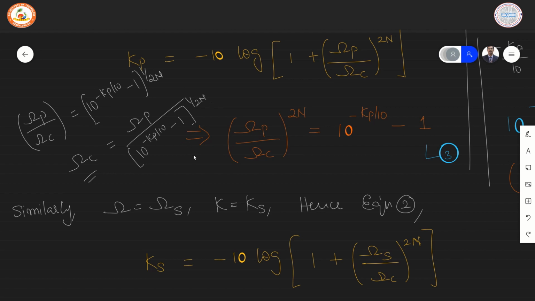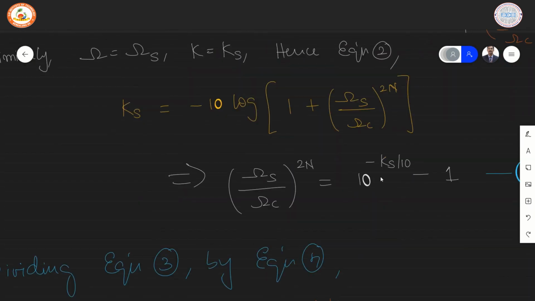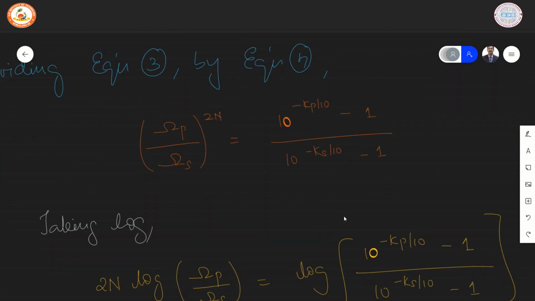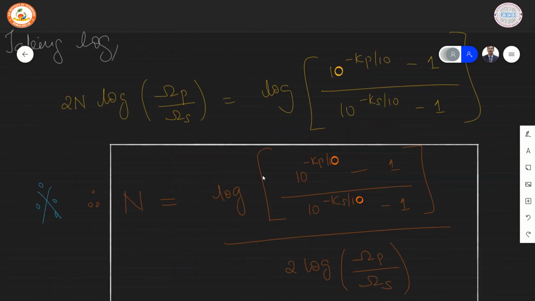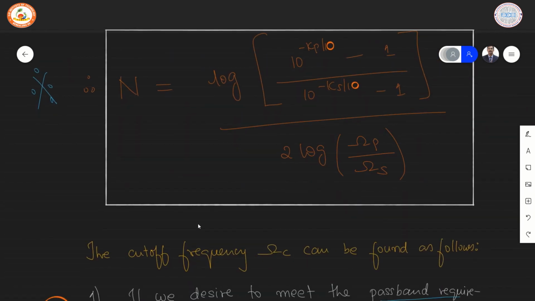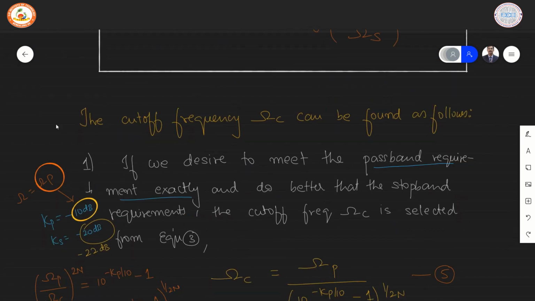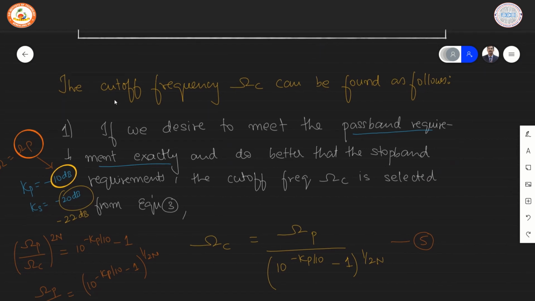This is one expression, and equation 4 will yield a similar looking equation except for the fact that in the numerator you will have the frequency for the stop band and the gain will also be a stop band gain. Therefore, the expressions for omega c can be calculated as follows. The cutoff frequency omega c can be found.